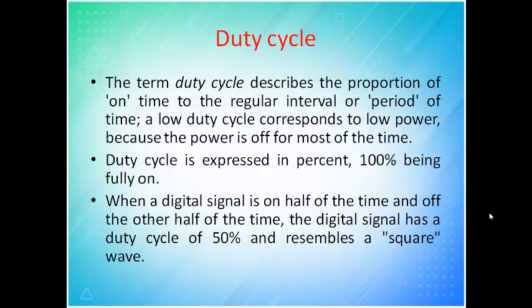Duty cycle: we may sometimes get misguided. Duty cycle is not T on plus T off. Only T on is called the duty cycle. T on plus T off is called the total period. The term duty cycle describes the proportion of on time to the regular interval or period of time. So how much time you keep it on is called the duty cycle. Let us say you are operating at 25 kilohertz, then T on plus T off should be 1 by 25 kilohertz, and the duty cycle is how much duration of that 1 by 25 kilohertz you are turning on. That is called the duty cycle. Duty cycle is expressed in percent.